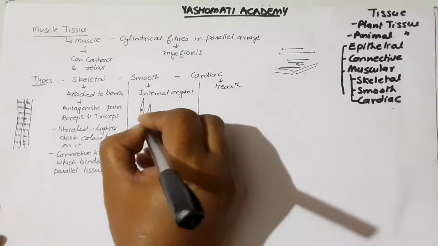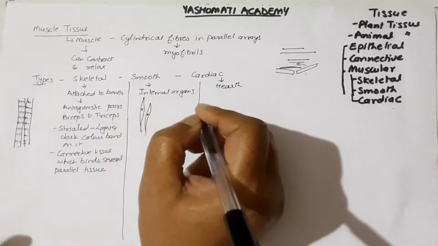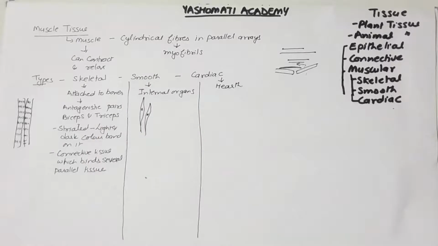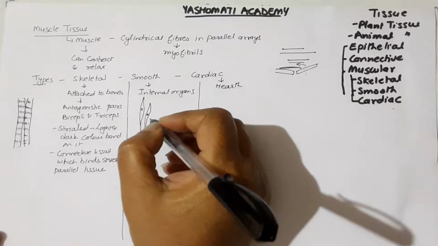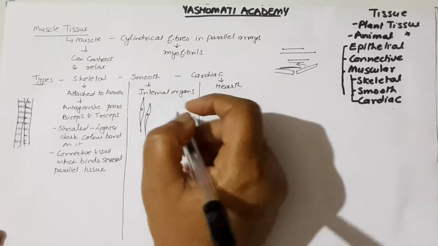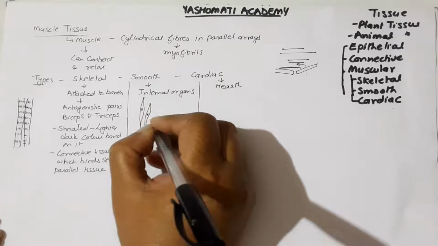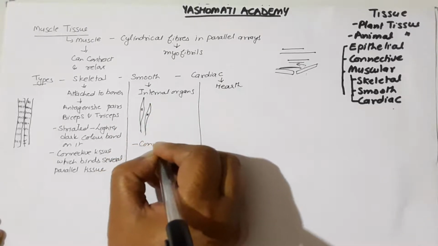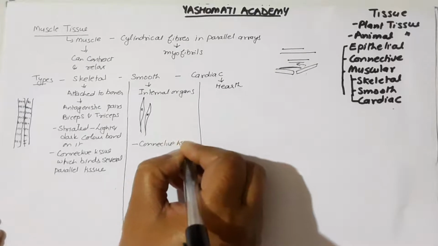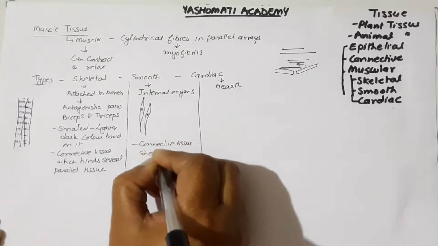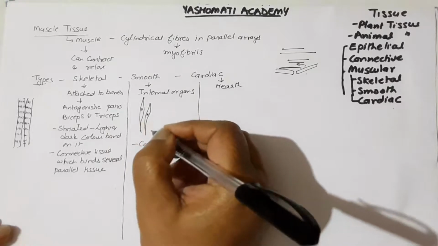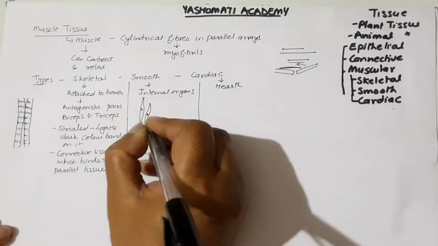This shape, which is thick in the center and tapering at the ends, is also called the fusiform shape. Fusiform means thick in the center with tapering ends at both sides. These types of muscles are present in the internal organs and are also surrounded by a connective tissue sheath.